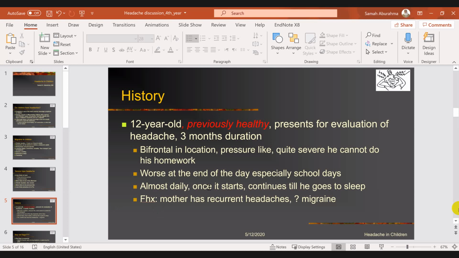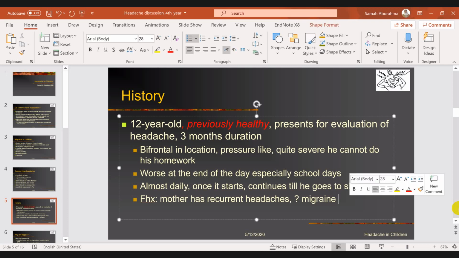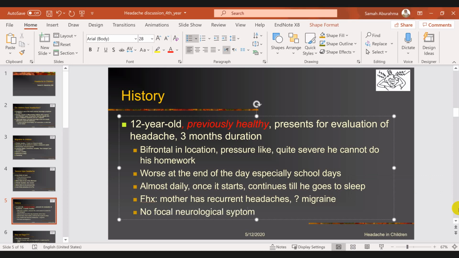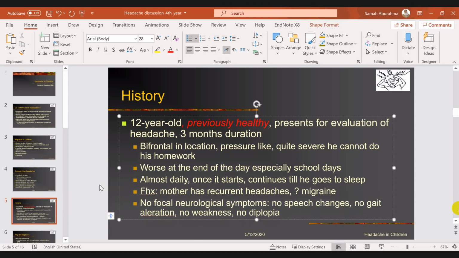Worse at the end of the day, almost daily. So what would you like to do next? For example, would we like to ask about focal neurological symptoms? So there are no focal neurological symptoms, such as no speech changes, no, for example, gait alteration, no weakness, no diplopia, okay? So the patient does not have any focal neurological symptoms. Is this a good thing or a bad thing that there are no focal neurological symptoms? It's good. It's reassuring that the child has no focal neurological symptoms.